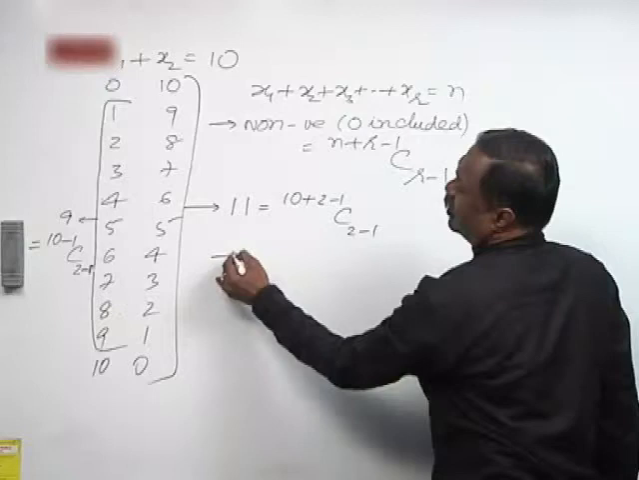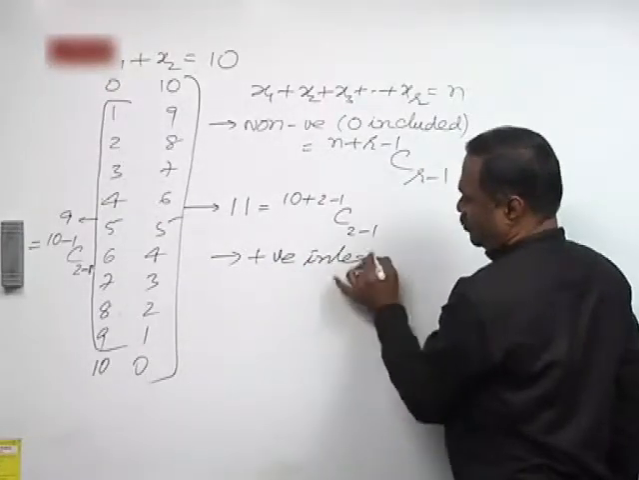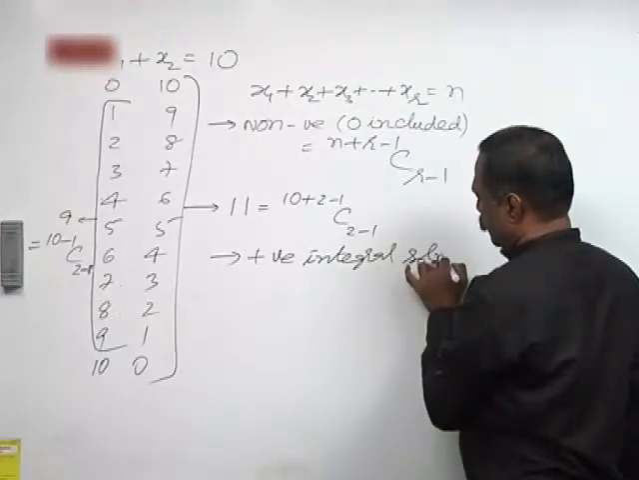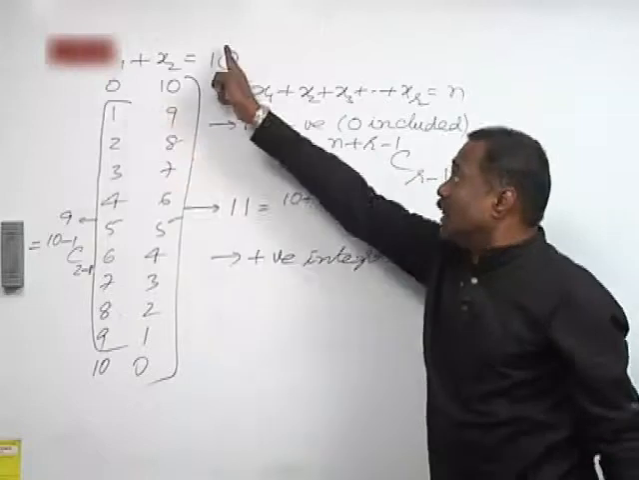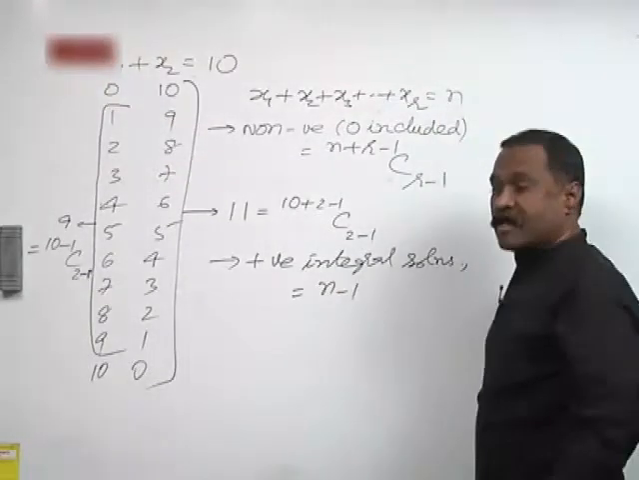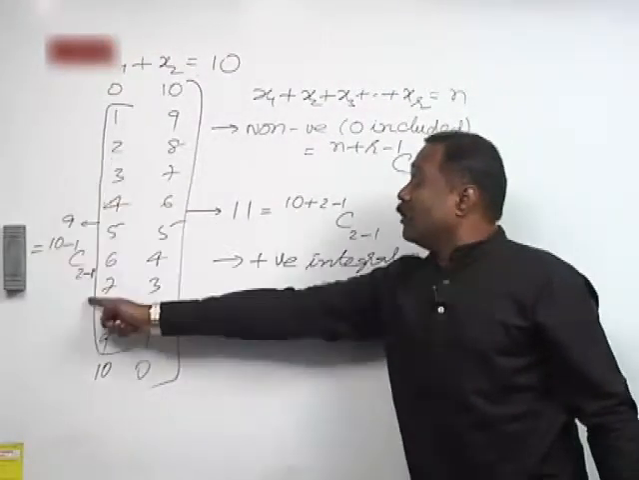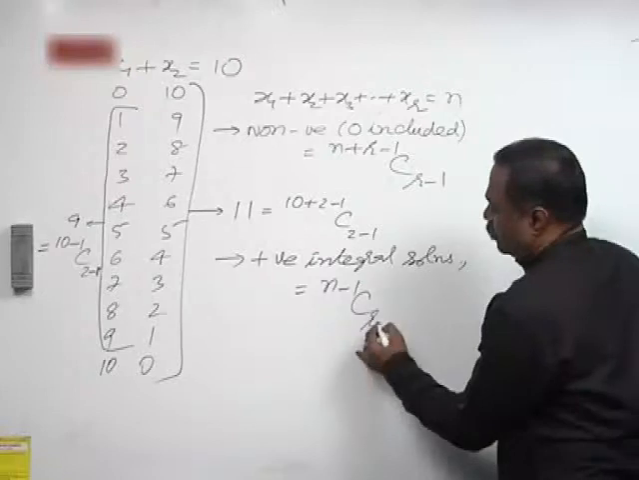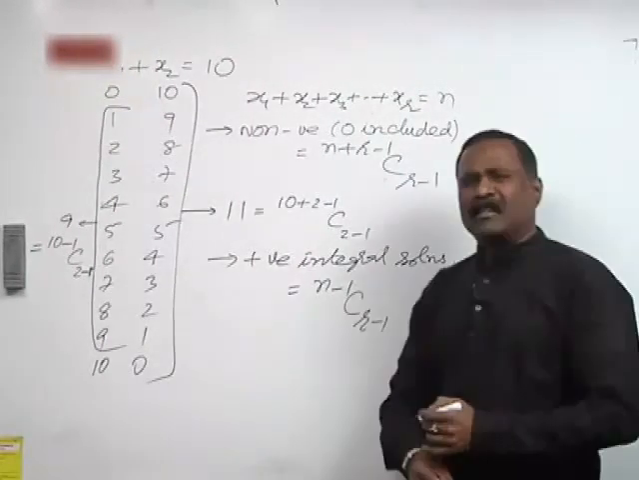Next, positive integral solutions from this one. In this case, it is 10 minus 1. It is n, it should be n minus 1 C r minus 1. Then you may simply think like that.